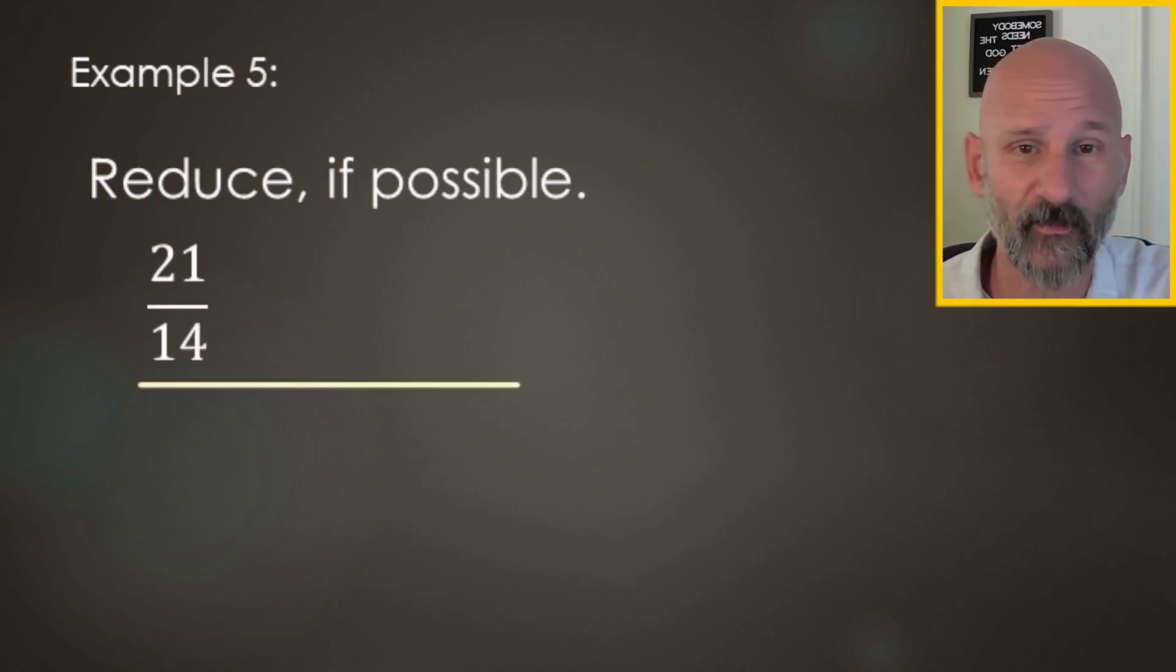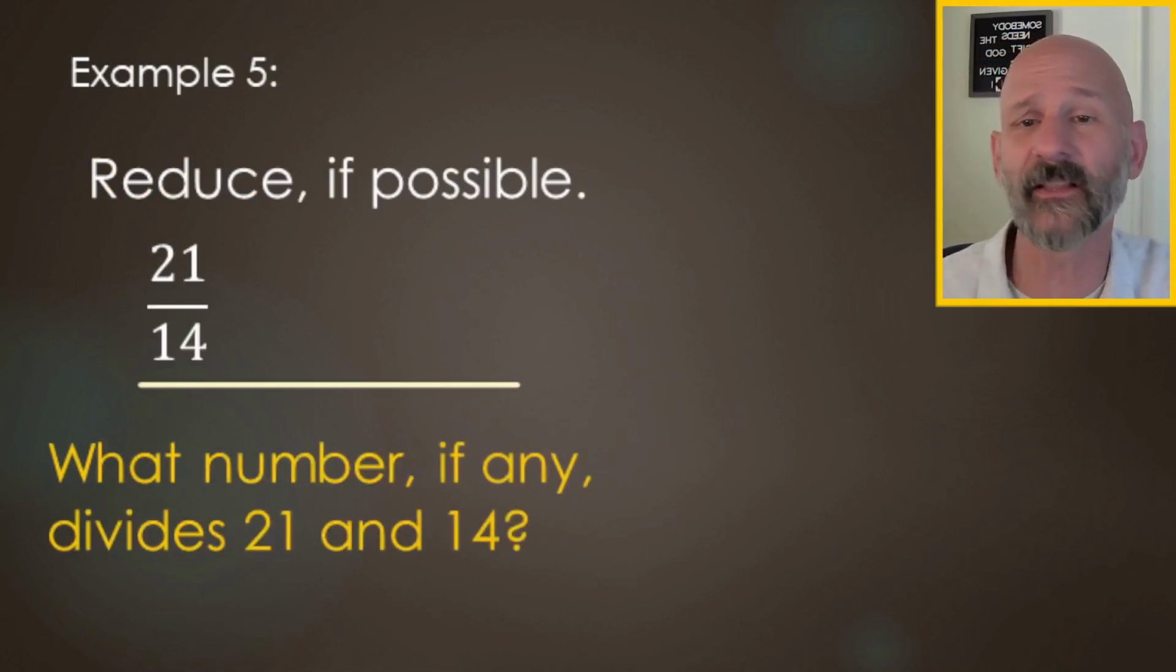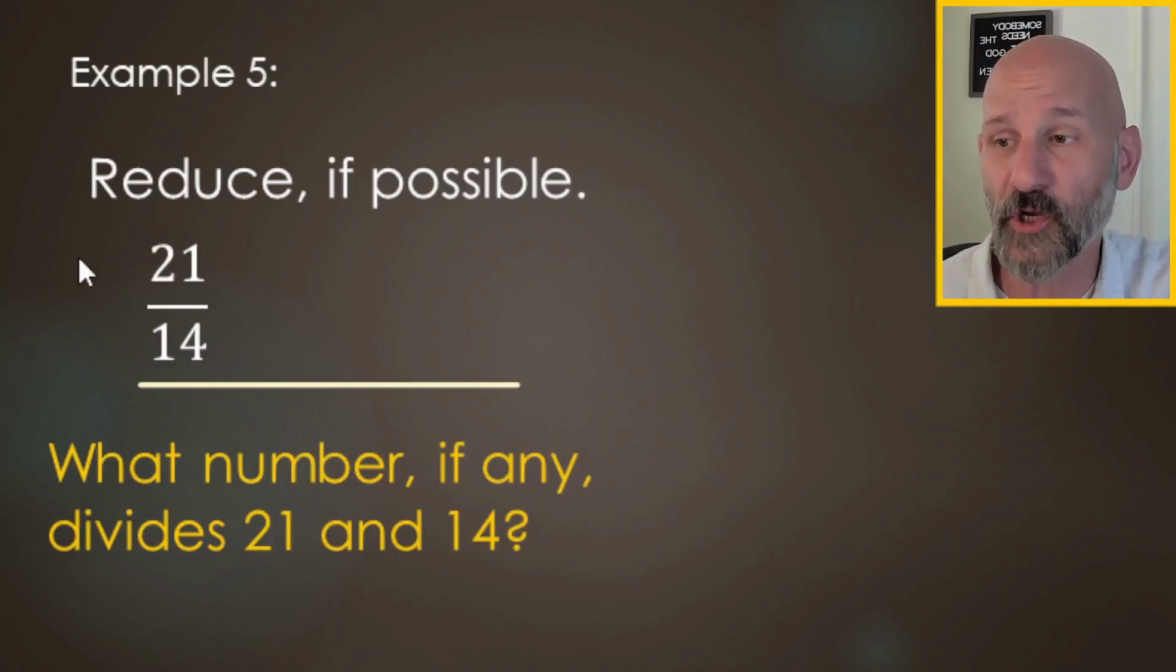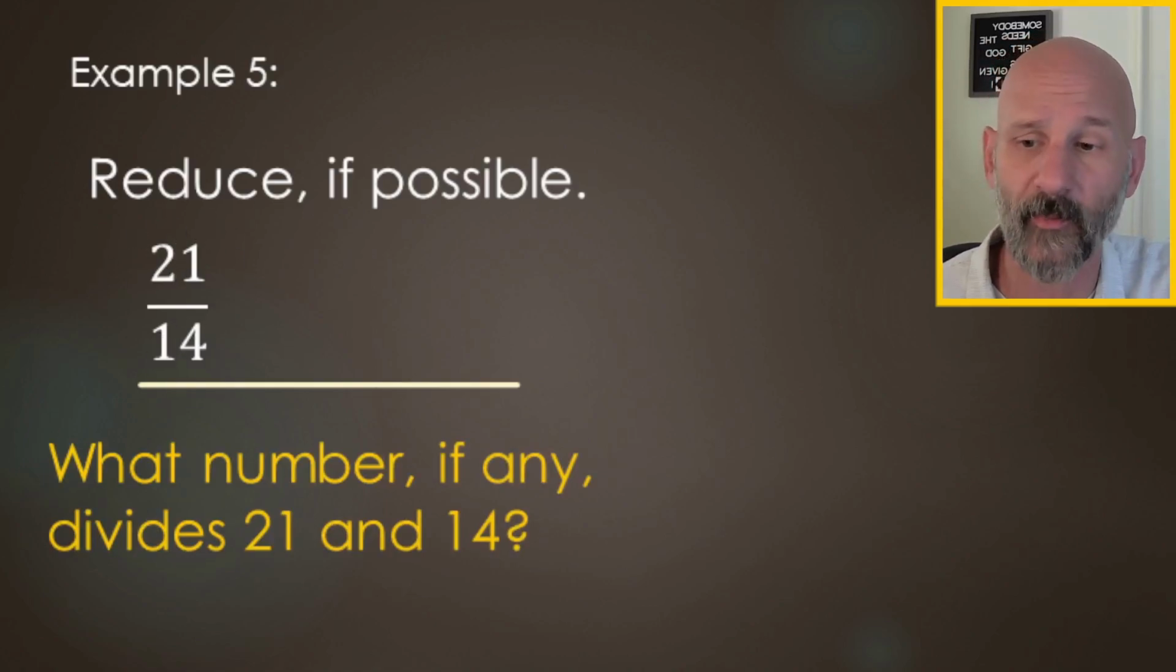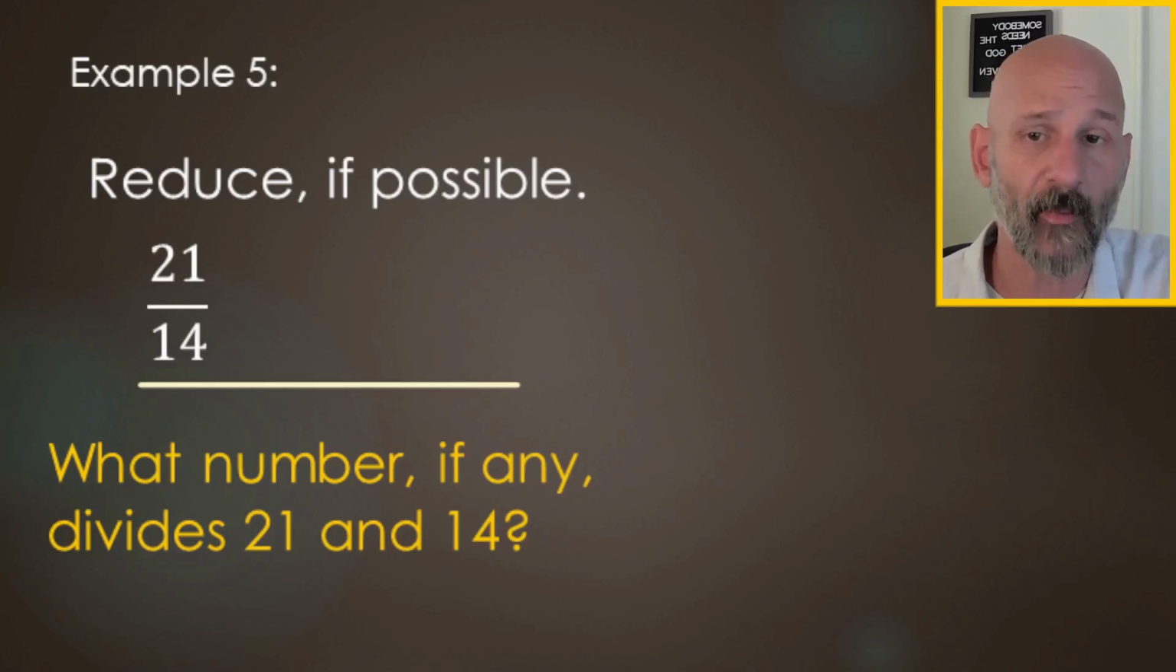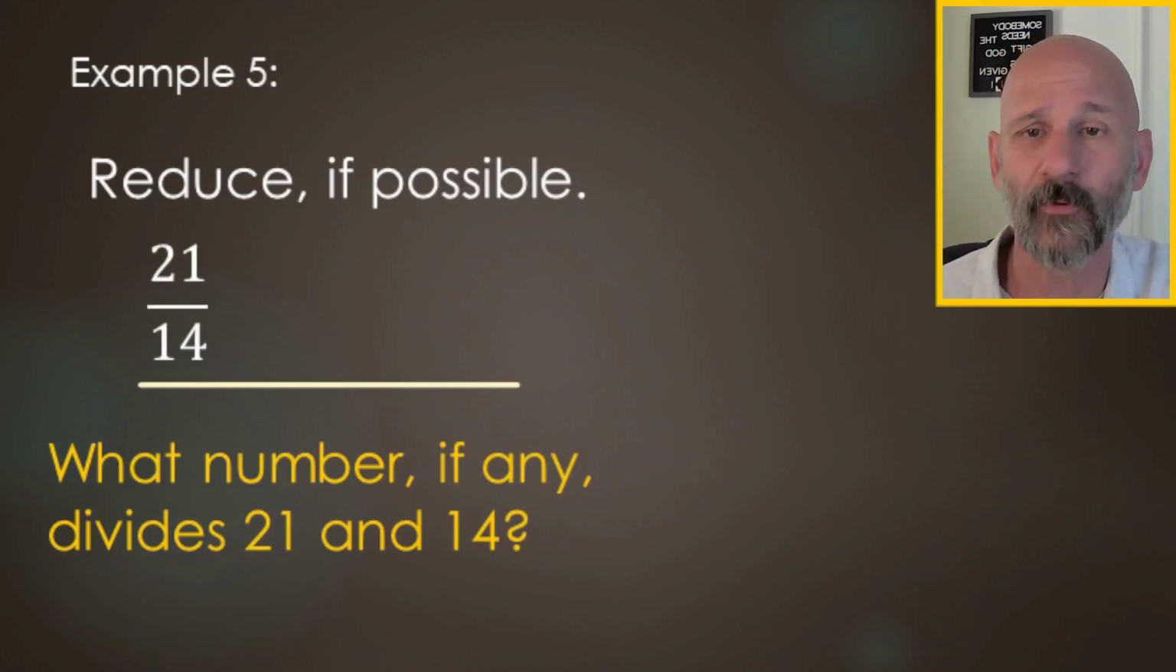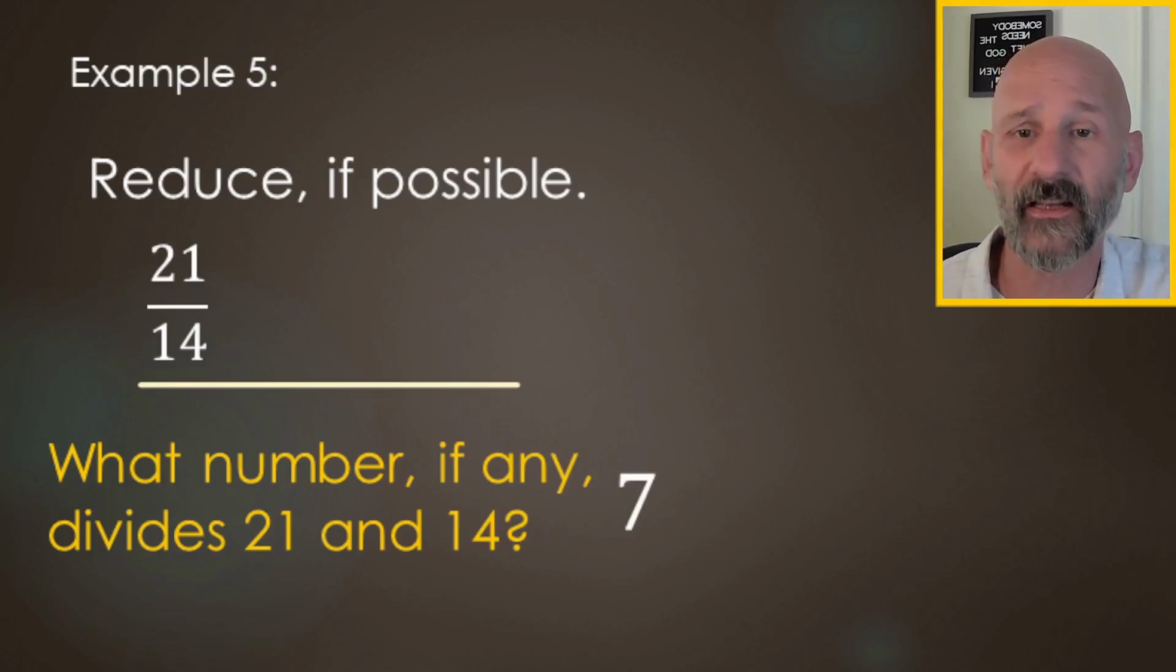Reduce if possible here. So when we're reducing fractions, we're asking the question, what number divides the numerator, the top number, and the denominator, the bottom number there? Well, in this case here, what number divides 21 and 14? Well, that's going to be a 7. So we're going to divide 7 to both the numerator and denominator.